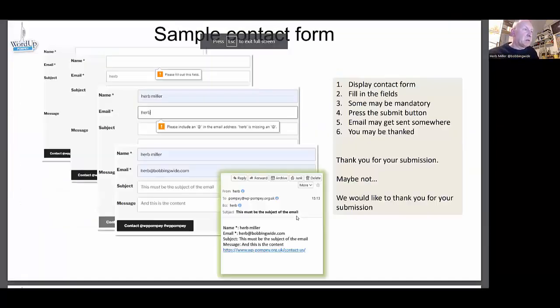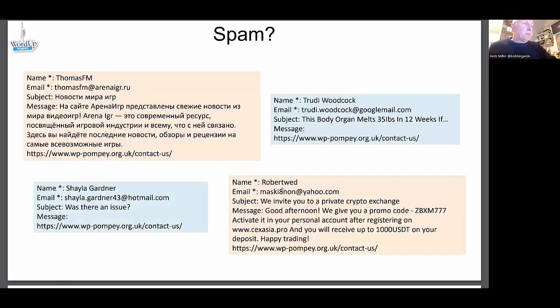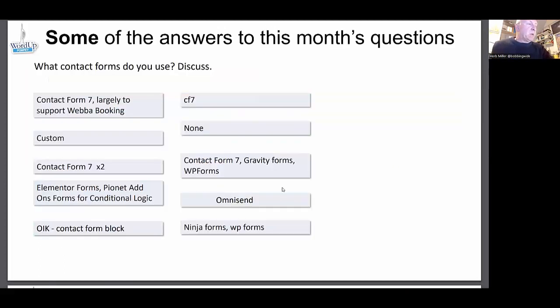So we've had a look at different types of contact forms. Contact Form 7, we didn't look at Contact Form WP Forms Lite. We looked at Jetpack's contact form, and we looked at Elementor's contact form. We haven't seen any of these ones, which is probably fine. And we've looked at other plugins that interface with Contact Form 7 to enable you to do extra bits. And we saw some spam. And we've talked about Pionet add-on forms. And we didn't talk about Phil's custom solution. Do you want to say something, Phil?